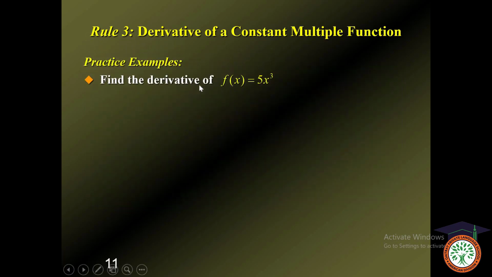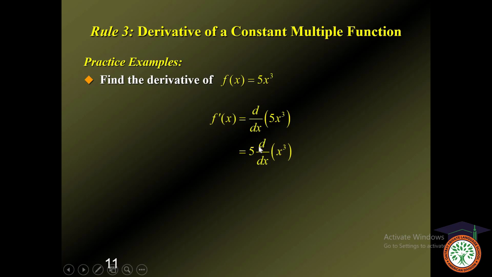Here, I have a function f(x) equals 5x power 3, and I'm asked to find the derivative. That expression consists of the 5 as a constant multiplied by x power 3 as a function. So I'm going to find the derivative. I can write it as f dash x, or d of 5x power 3 with respect to x.